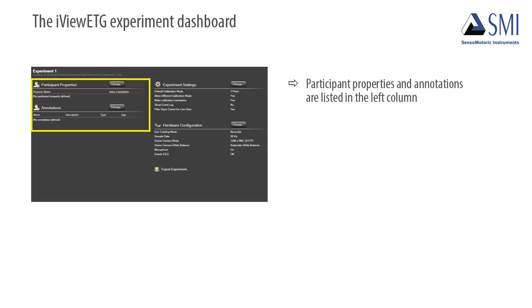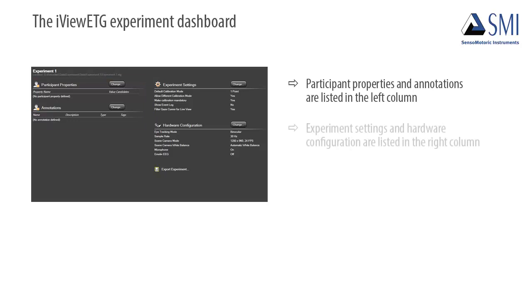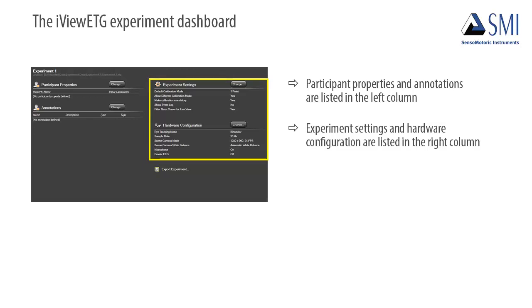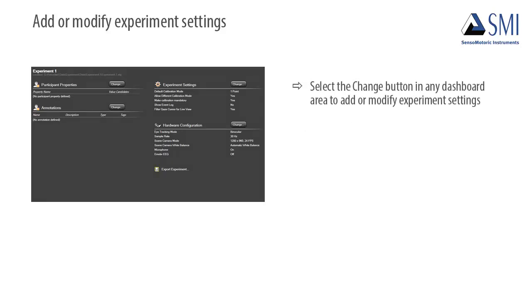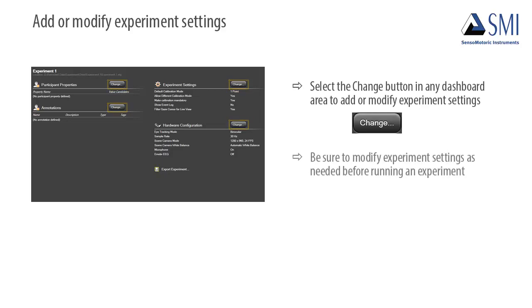The left column displays participant properties and annotations. The right column displays experiment settings and hardware configuration. Use Export Experiment to export experiments to the ETG. To add or modify any experiment settings, select the Change button within that area of the dashboard. Make sure to modify experiment settings before running an experiment.